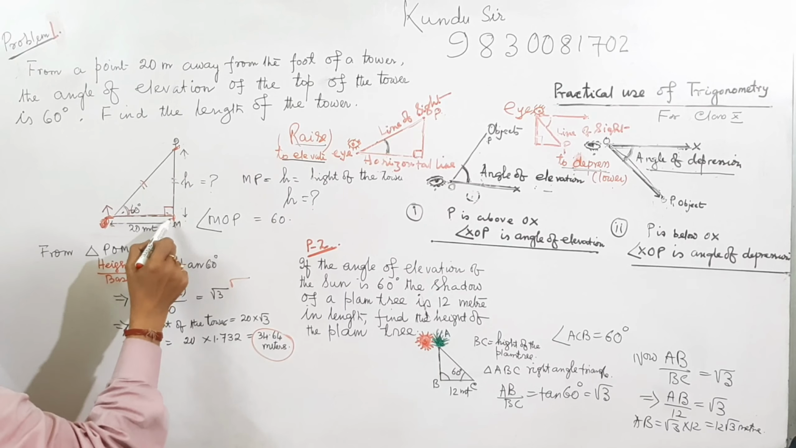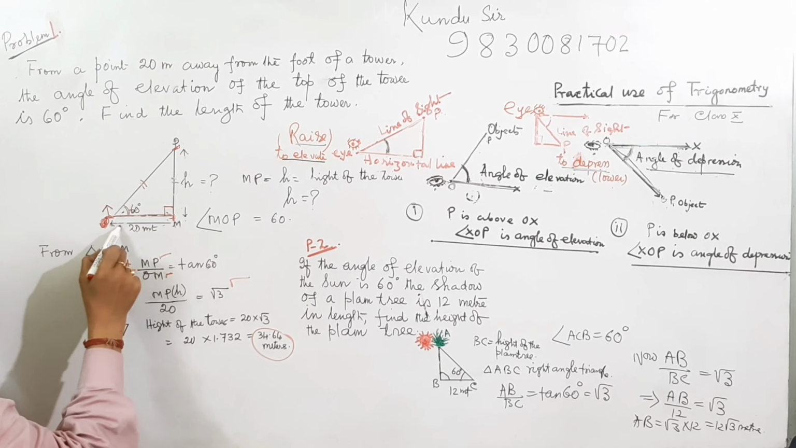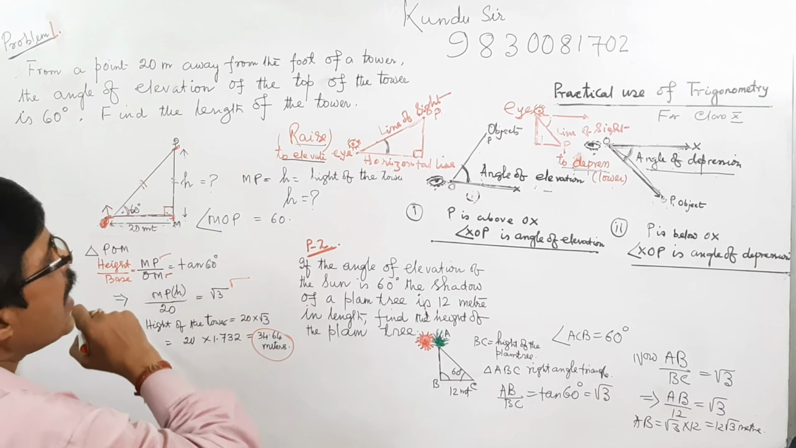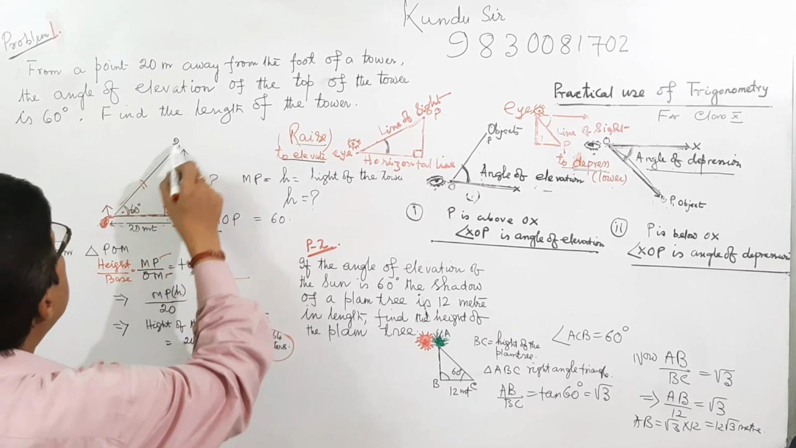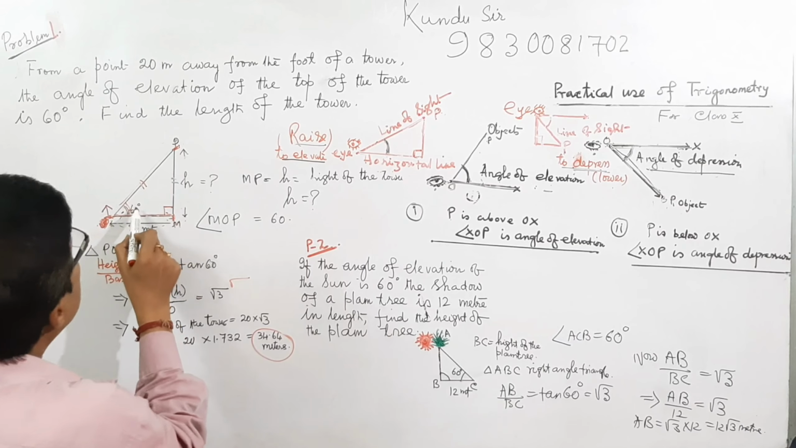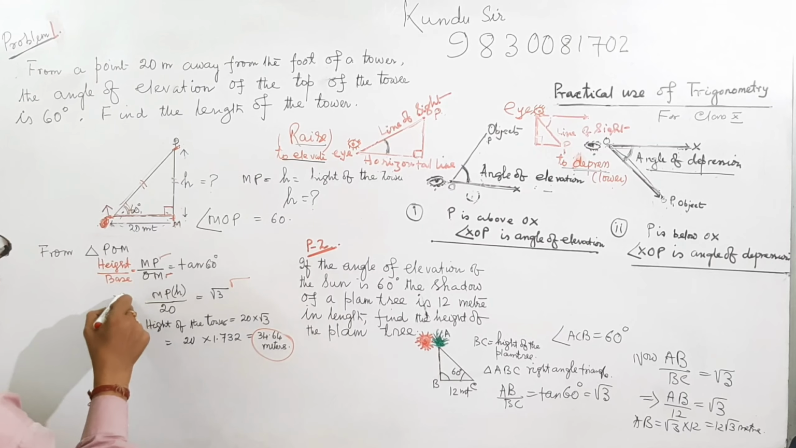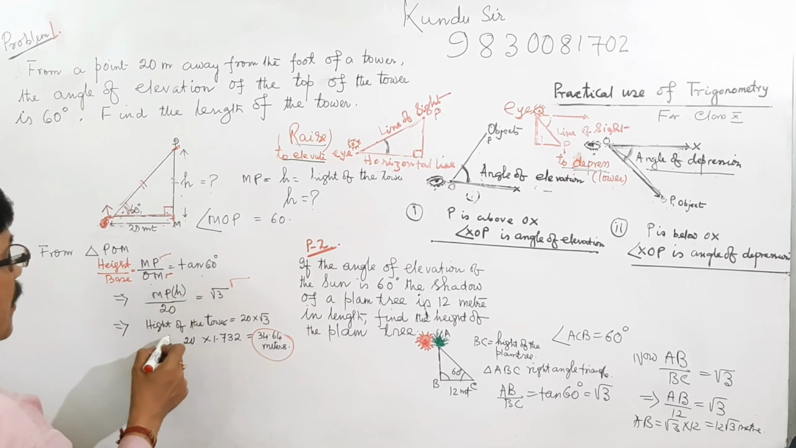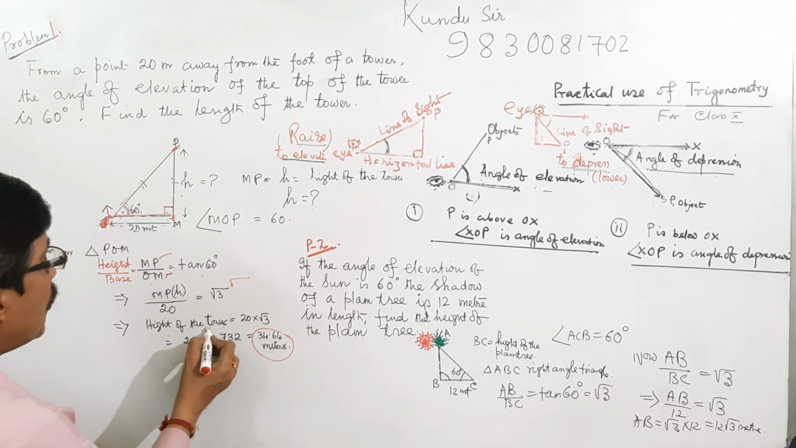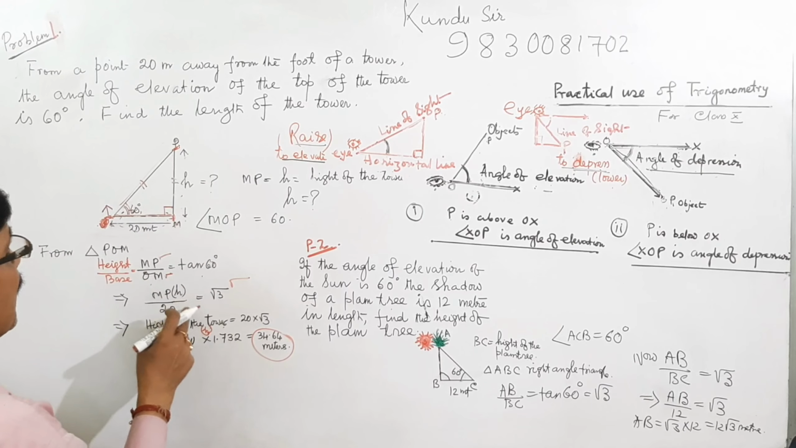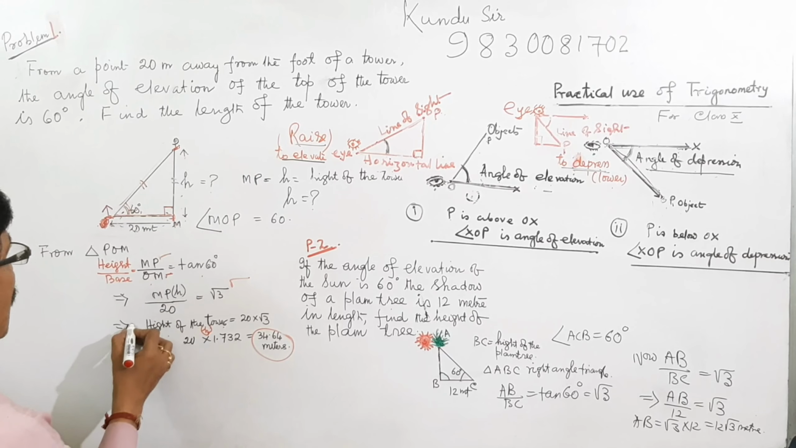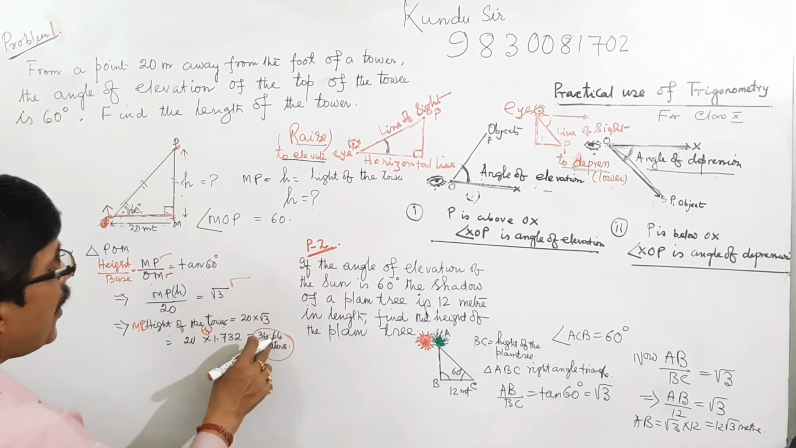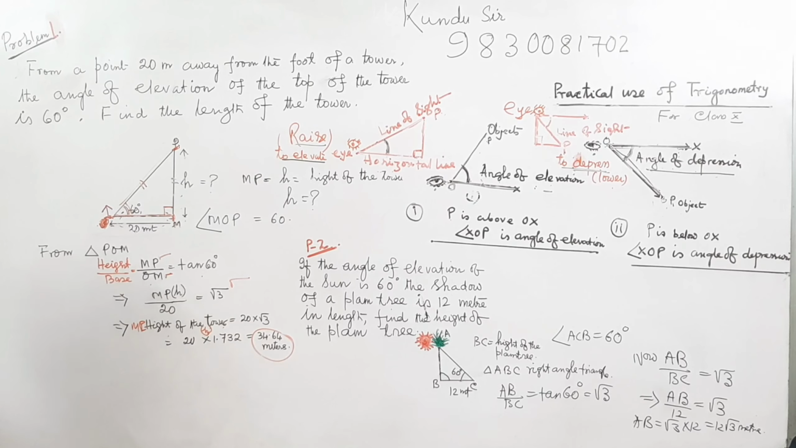From the base of the tower he is standing 20 meters away, and the angle of elevation, that means the angle between the line of sight and the base, is 60 degree, where height by base is equal to tan theta, that is tan 60. Therefore the height H of the tower, that is MP, is equal to 20 into root 3, equal to 34.64 meter.